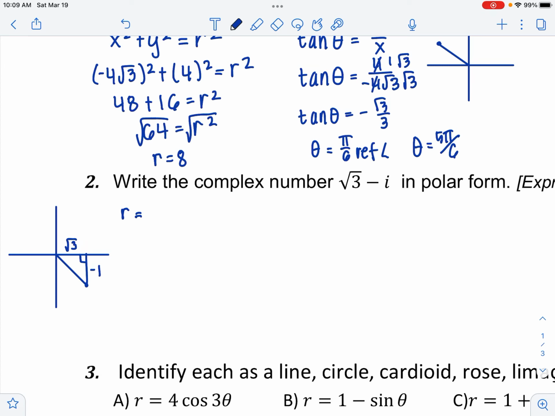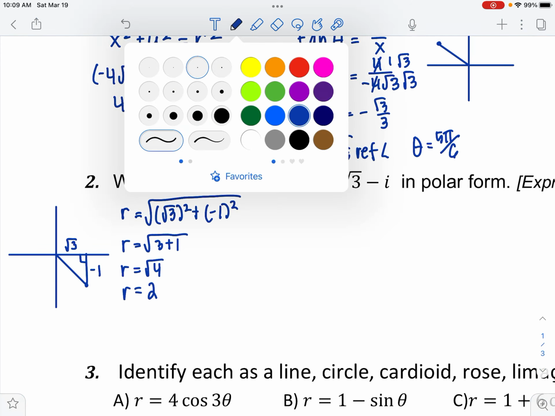So notice this takes care of doing the plus or minus part because we know we're only going to use the positive answer. All right, x value is root 3, so root 3 squared plus negative 1 squared. I get r is equal to the square root of 3 plus 1. That's r is equal to root 4, so r is 2. So notice it's the same work as above. Either formula is fine. Now I need theta.